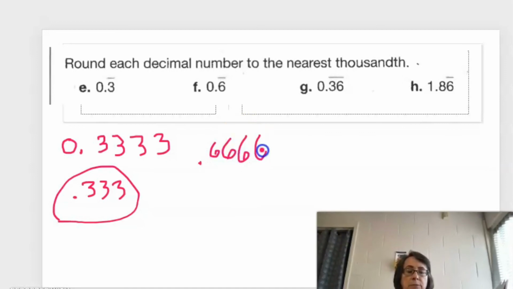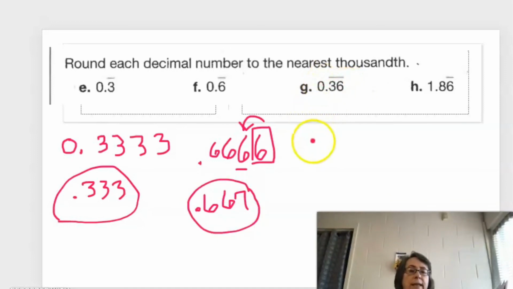Okay, so then we're going to take 0.666. We're going to go 1 step past the thousandths place. We're going to look at that 6 and say, oh, that's more than 5. So we're going to round this one up, and the answer would be 0.667.